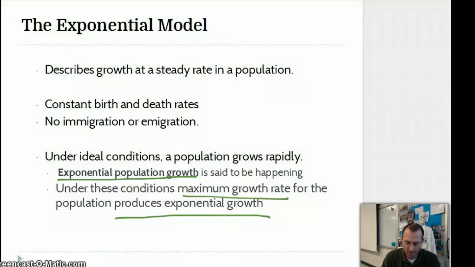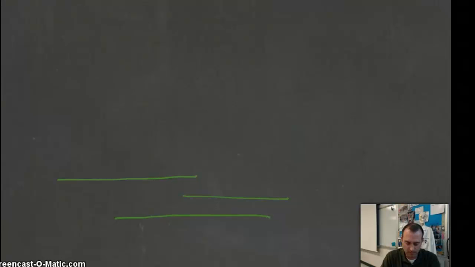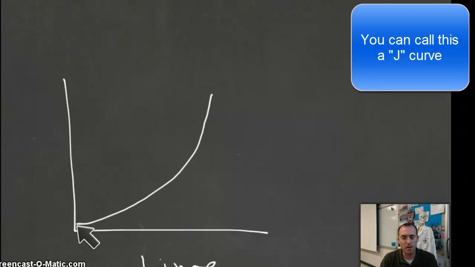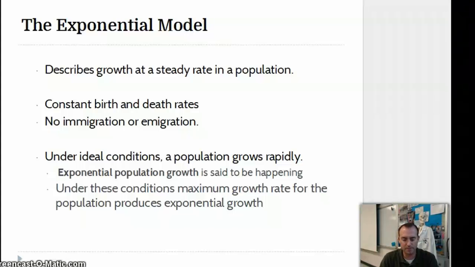We have a graph of this. If we were to graph exponential growth, it'll look something like this. Let me clear this out. We have time here on the x-axis and number of individuals on the y. Exponential growth would take this kind of shape. It's a J shape. The population starts out small but grows very rapidly in a relatively short period of time. That would be our exponential growth graph.